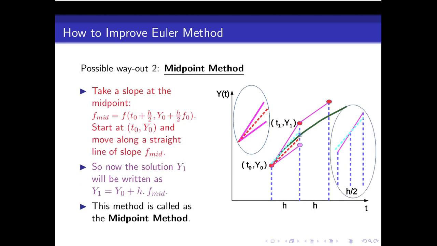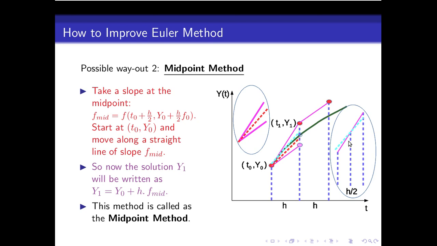There may be another way out, which has been explained in this part of the figure. Look, this point is t0, y0, and this is t1, y1, and this was h. What have we taken? We have taken a slope at the midpoint.